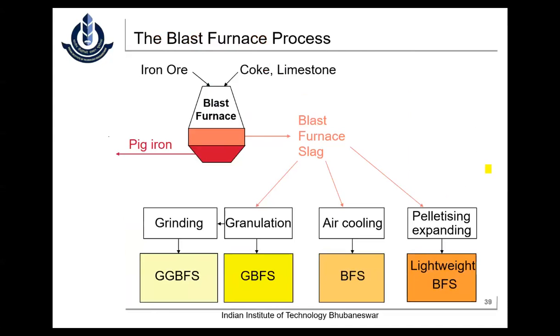If you look at the blast furnace slag, we have GBFS, granulated blast furnace slag, which has to be interground along with this. It has to be ground. Then we call it ground granulated blast furnace slag. This can be used for all the cementitious applications, like regular applications. The other types are air cooled slag and pelletized slag. They can be used for lightweight aggregates. Actually, this application is different.